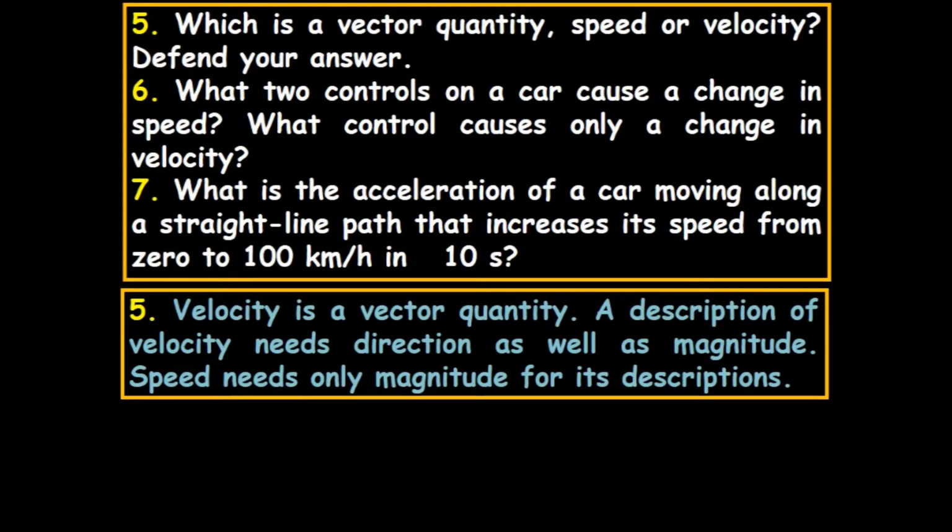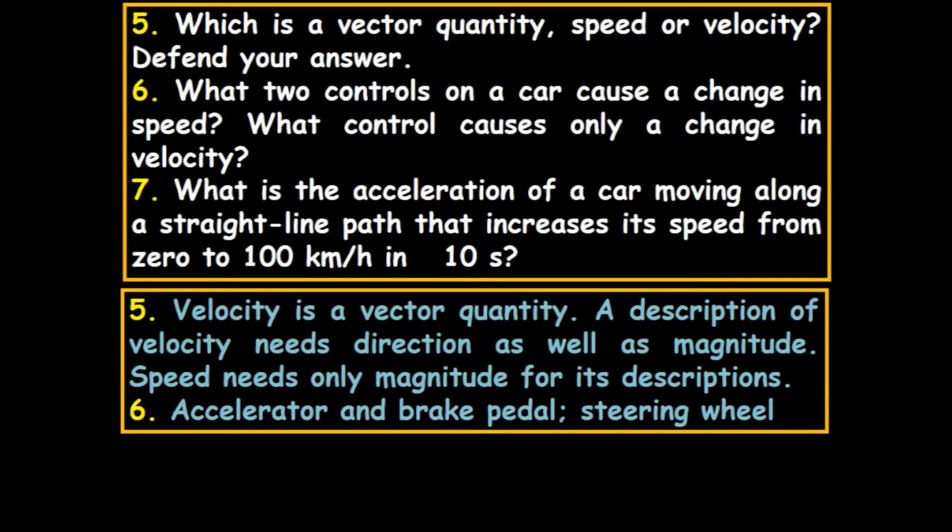Velocity is a vector quantity. A description of velocity needs direction as well as magnitude. Speed needs only magnitude for its description. What two controls on a car cause a change in speed? What control causes only a change in velocity? Accelerator and brake pedal, steering wheel.